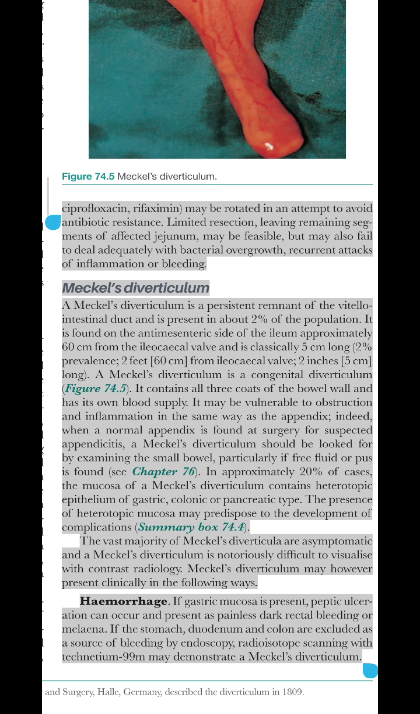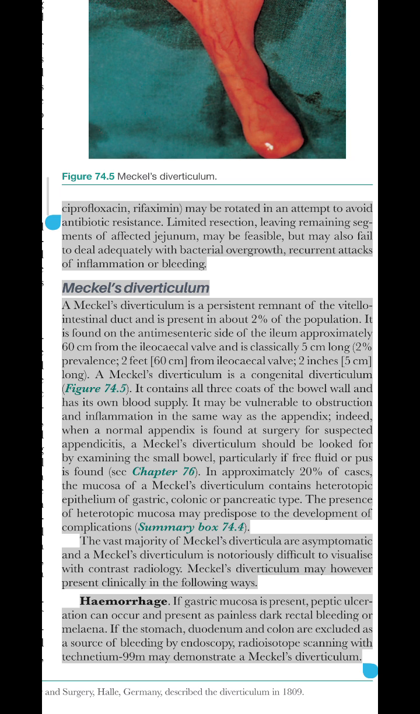Meckel's diverticulum. A Meckel's diverticulum is a persistent remnant of the vitellointestinal duct and is present in about 2% of the population. It is found on the antimesenteric side of the ileum approximately 60 cm from the ileocecal valve and is classically 5 cm long: 2% prevalence, 2 feet, 60 cm, from ileocecal valve, 2 inches, 5 cm long.